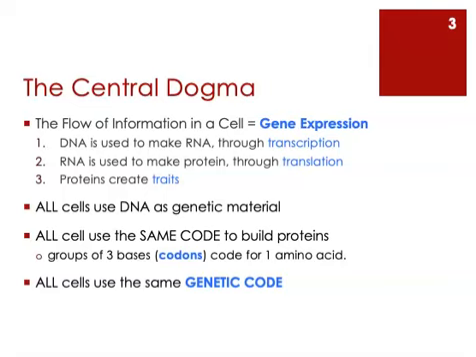We've said a couple of times now throughout the semester that all cells use DNA as genetic material. It's important for us to remember that. It's also important to remember that the code that's in that DNA is the same for all living organisms. All cells use the same code to build proteins. And that code is actually in the form of 3 bases together, called a codon, that code for one amino acid. So the code inside DNA is based on groups of 3 bases.